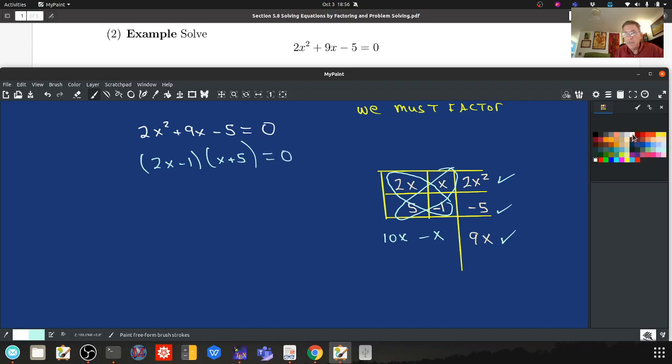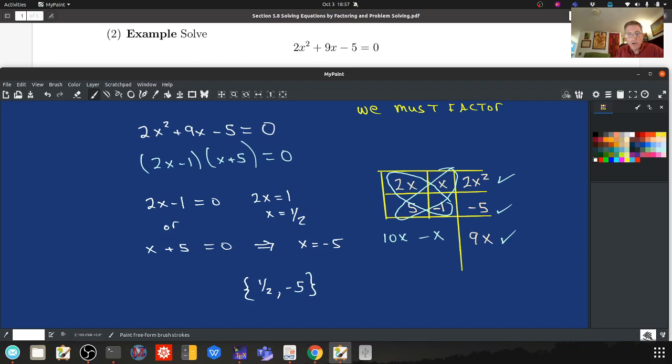And now I'm into a place where I can use the zero factor property. That means either 2x minus 1 is equal to 0, or x plus 5 is equal to 0. This bottom one, the answer is immediate. X is equal to minus 5. Up here we just simply solve. 2x is equal to 1, which implies x is equal to 1/2. So our solution set contains two elements, 1/2 and minus 5.